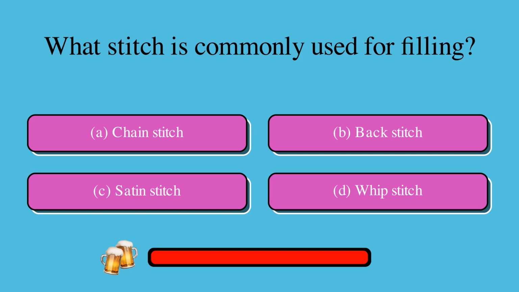What stitch is commonly used for filling? Is it A, chain stitch, B, backstitch, C, satin stitch, or D, whip stitch? The correct answer is C, satin stitch.